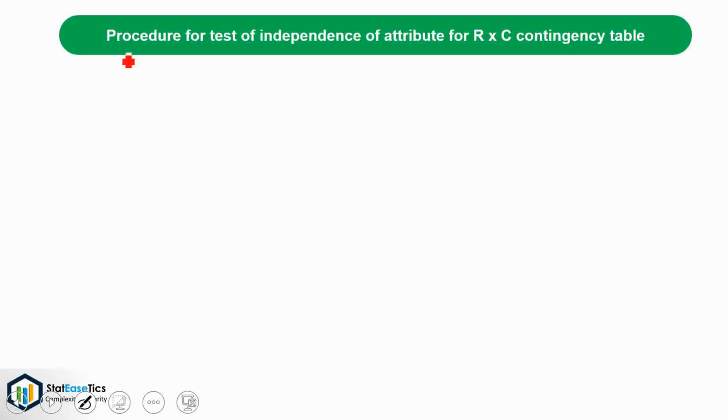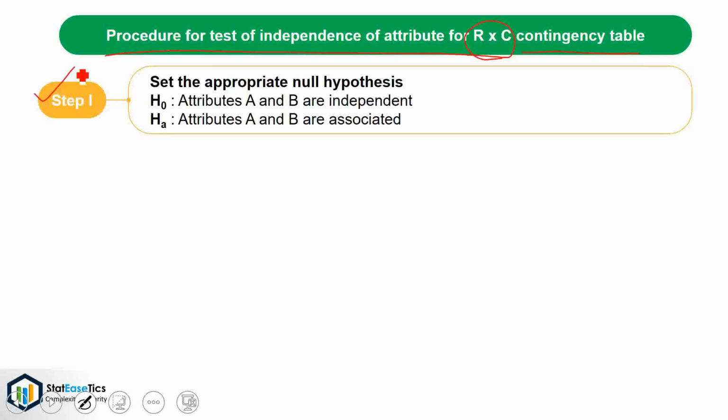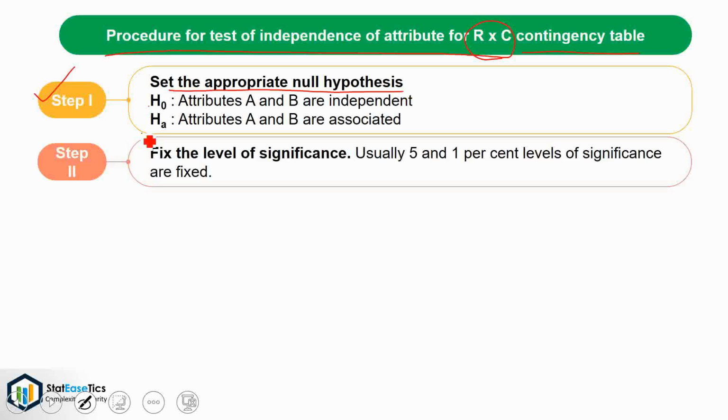Now let's see the procedure for test of independence of attribute for R cross C contingency table in stepwise manner. Here the first step is similar to 2 cross 2 or 2 cross C contingency table, that is, set the appropriate null hypothesis as H0 and HA as given. And step 2 is also the same, to fix the level of significance, usually at 5 or 1%.